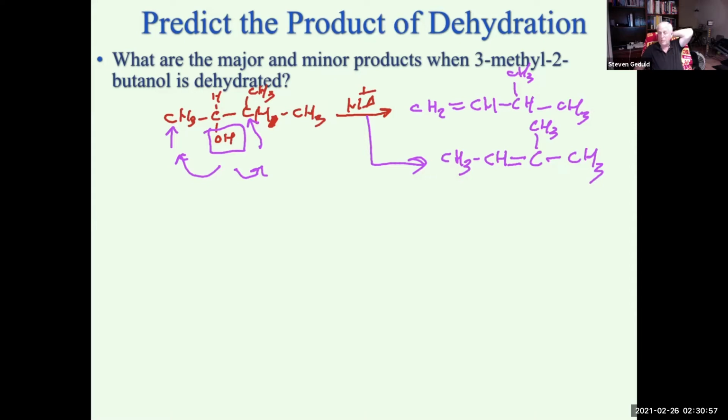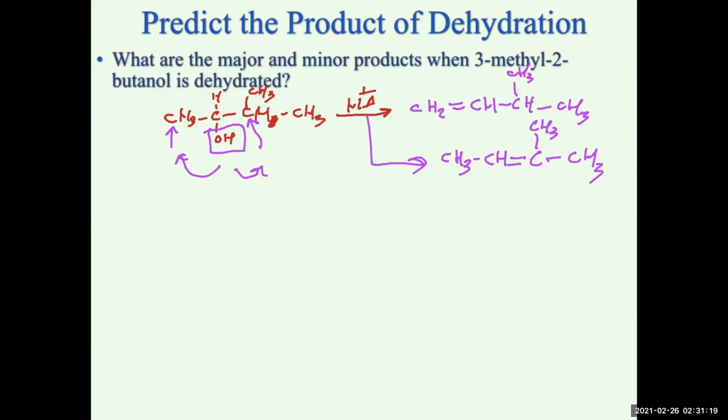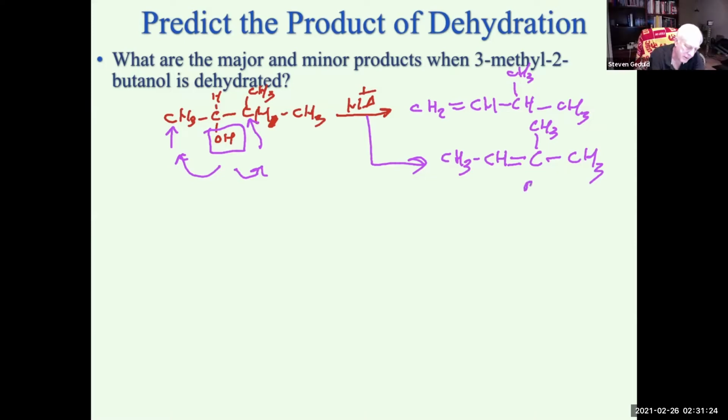So is the top one or the bottom one going to be the major or the minor product, or they're both 50-50? What do we got with this one? Anyone take a guess? Bottom is major. Perfect. Bottom one is a major product. Top one is the minor product.